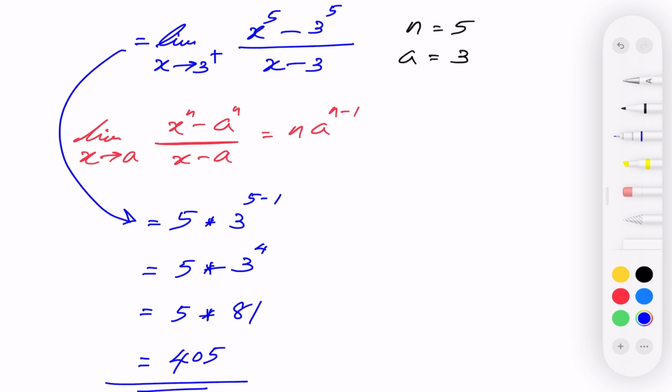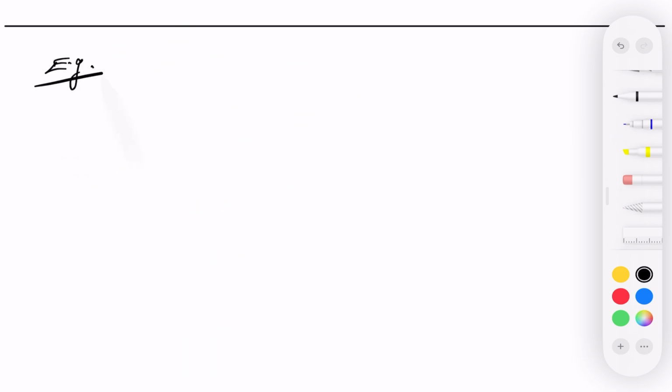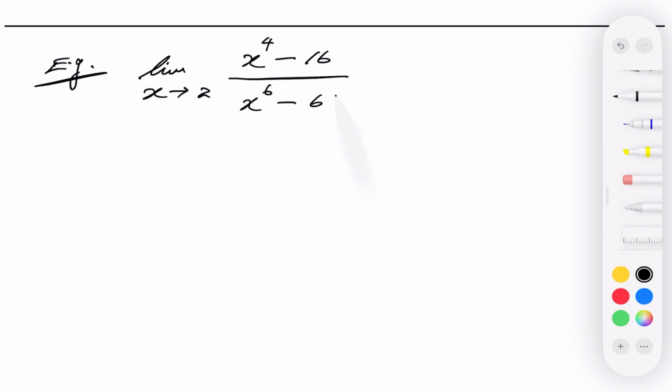Let's do another example. Let's say we need to evaluate the limit x approaches 2. This time I'm not going to specify whether x approaches 2 from the left hand side or from the right hand side. Here's the question. On the numerator, I have x raised to the 4th power minus 16, and in the denominator I have x raised to the 6th power minus 64. Now, can you apply that theorem for this question as well?